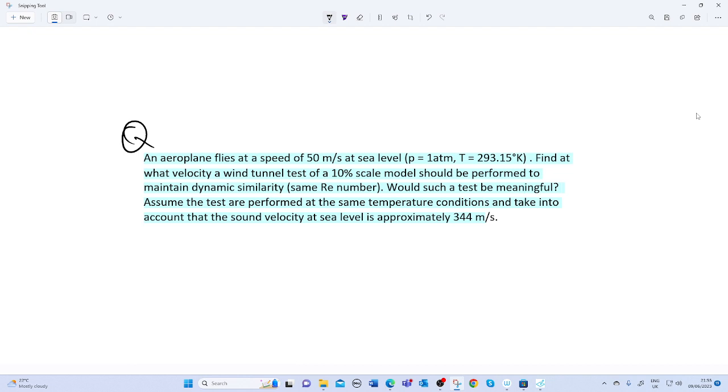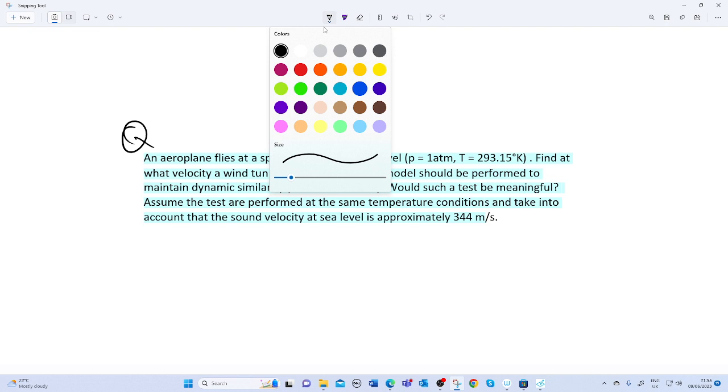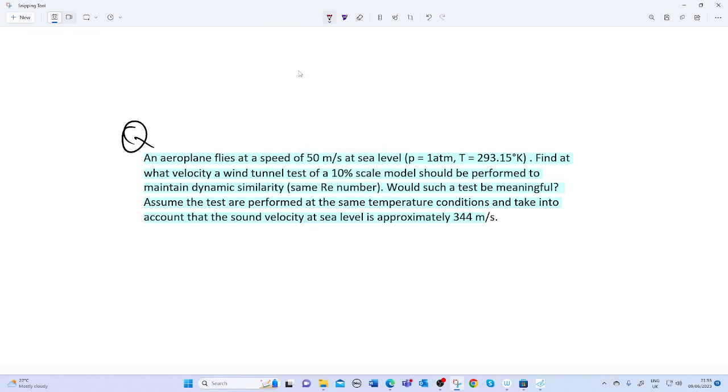First of all, we need to deduce what the question is asking us by saying dynamic similarity. So dynamic similarity is when the Reynolds number of the model equals the Reynolds number of the prototype.